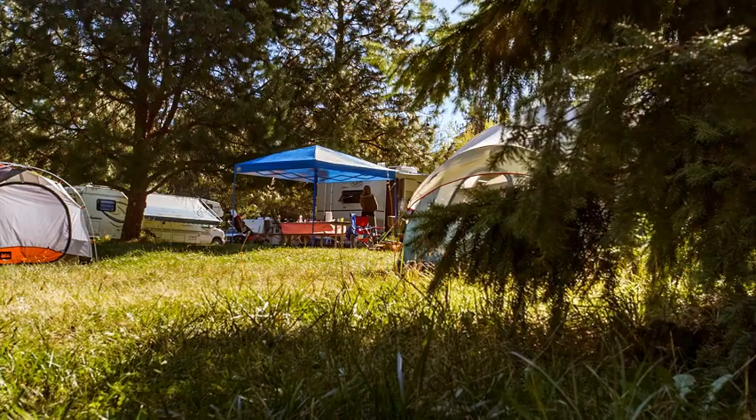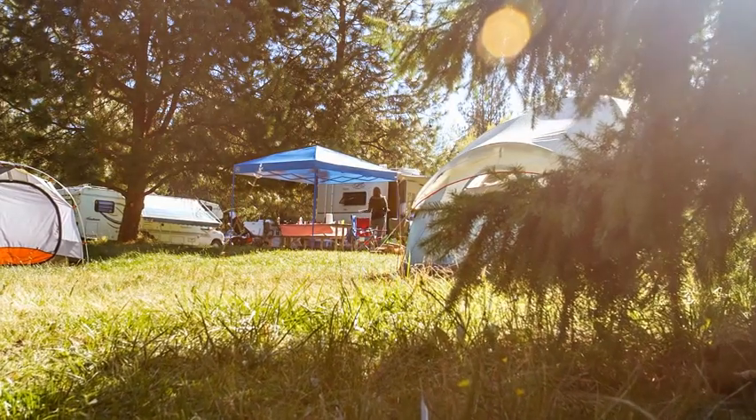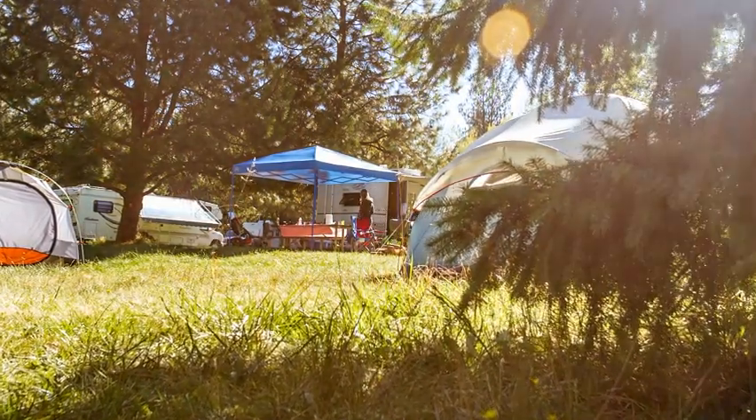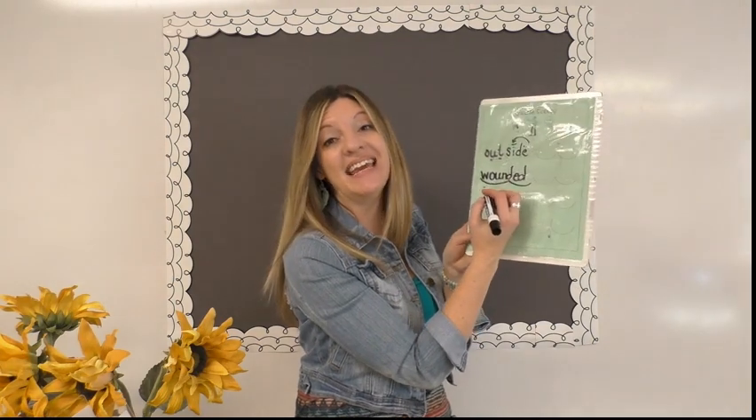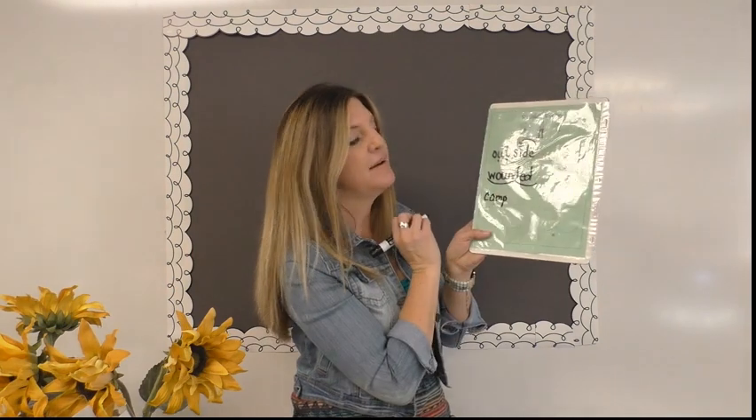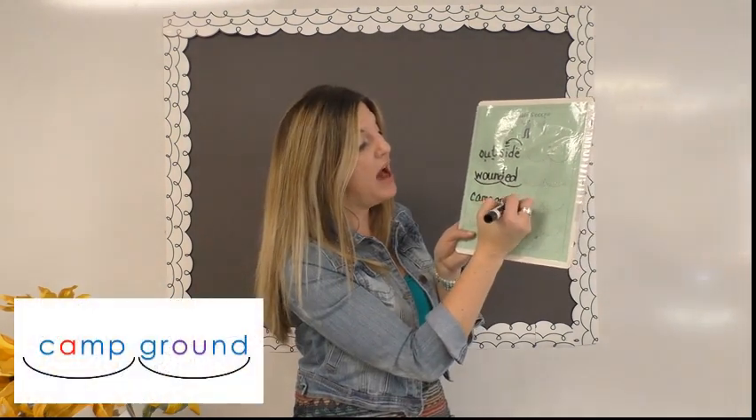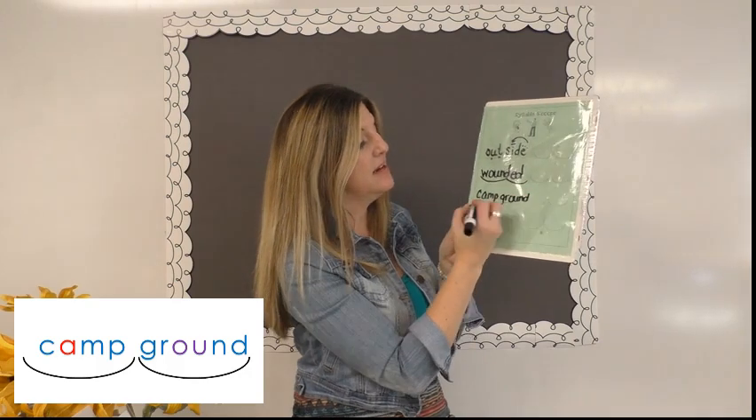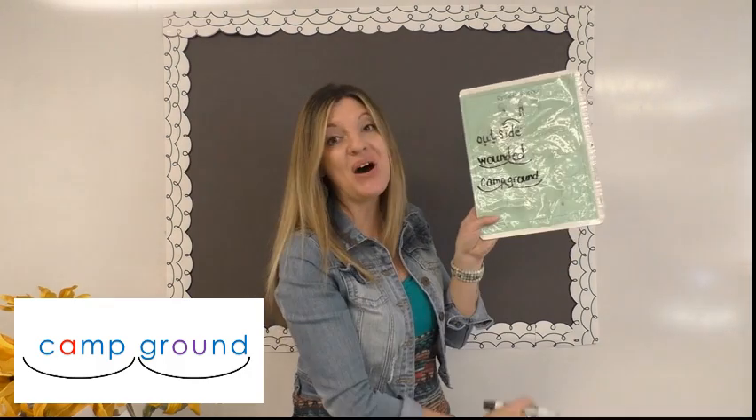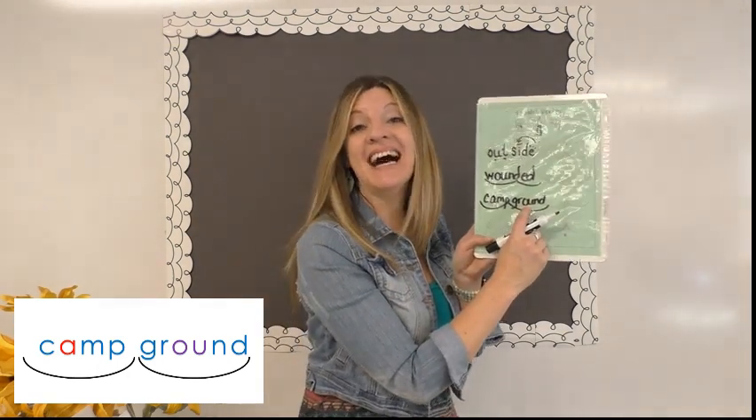All right, and the last one, how about campground? Have you reserved our campground for the weekend camping trip? Campground. Tap out the sounds in camp. K, a, m, p. Ground. G, r, ow, n, d. Campground. And I'm going to use OU because it's not at the end. It's found in the middle.